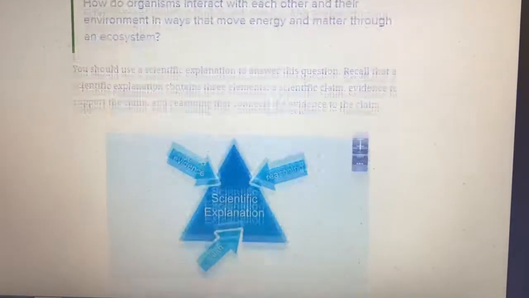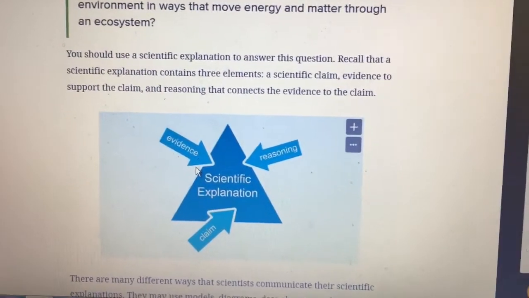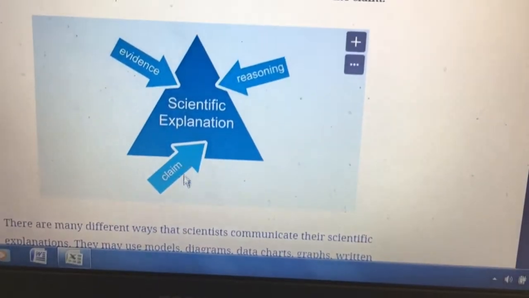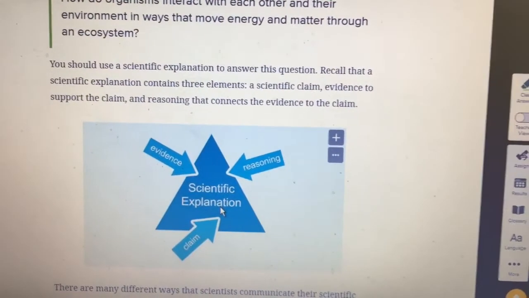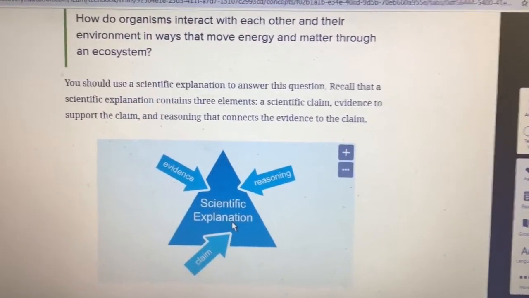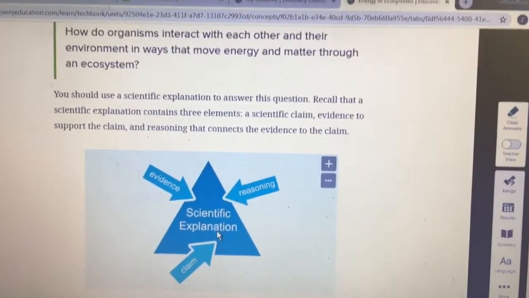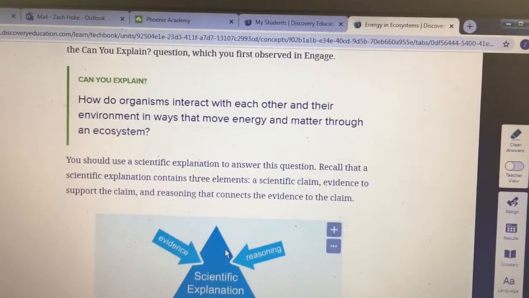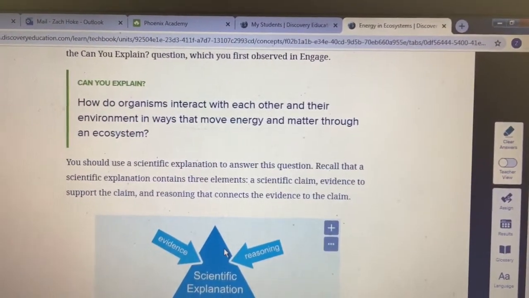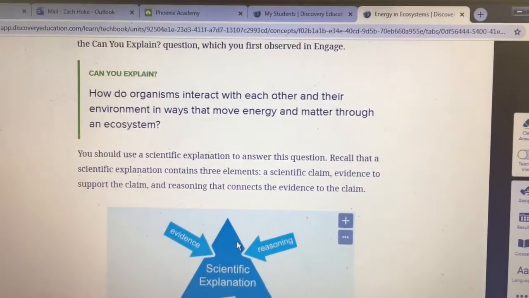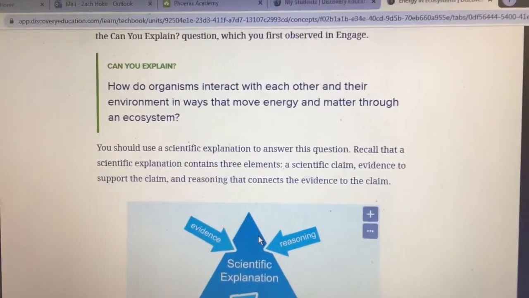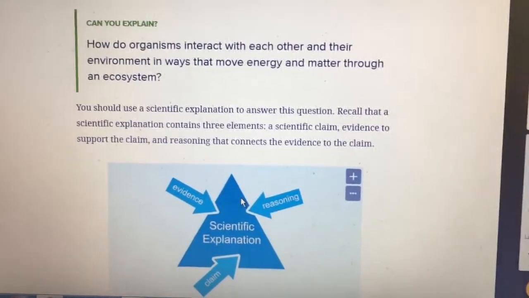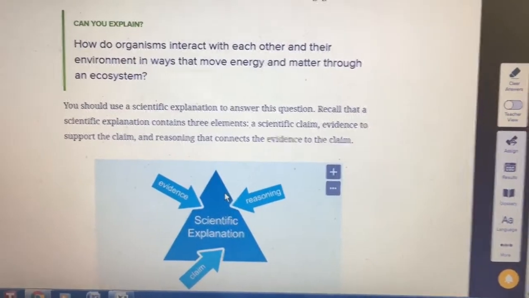And as you go down, it shows you the way to explain it, and that is to make a claim, which you can see right here, and all a claim is just a statement about the question. So something along the lines of organisms interact with each other by being producers, consumers, and decomposers. That would be a scientific statement that you can then explain. Okay, that's just one of the many examples that you could use for this.